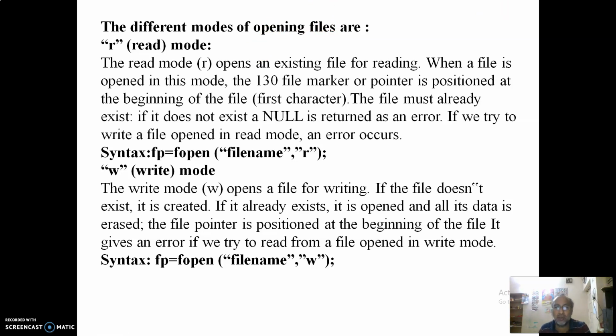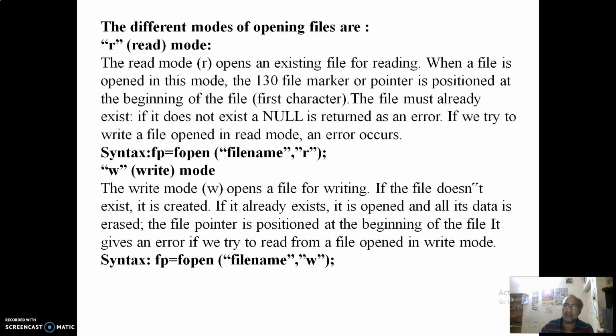Next one is the write mode. The write mode opens a file for writing. If the file does not exist, it is created. If it already exists, it is opened and all its data is erased. The file pointer is positioned at the beginning of the file. It gives an error if we try to read from a file opened in write mode.